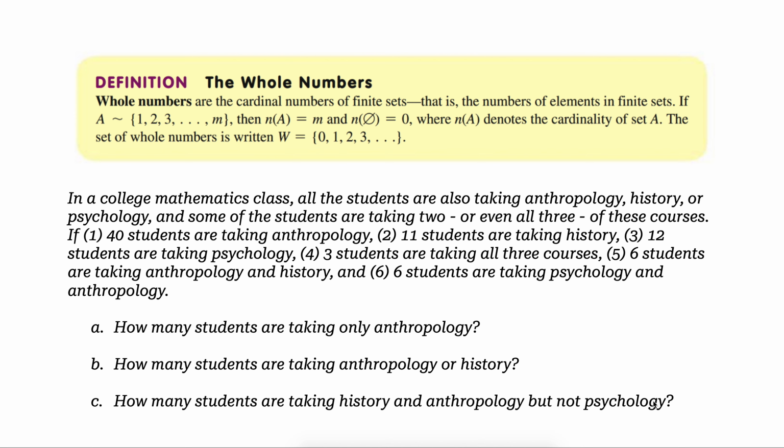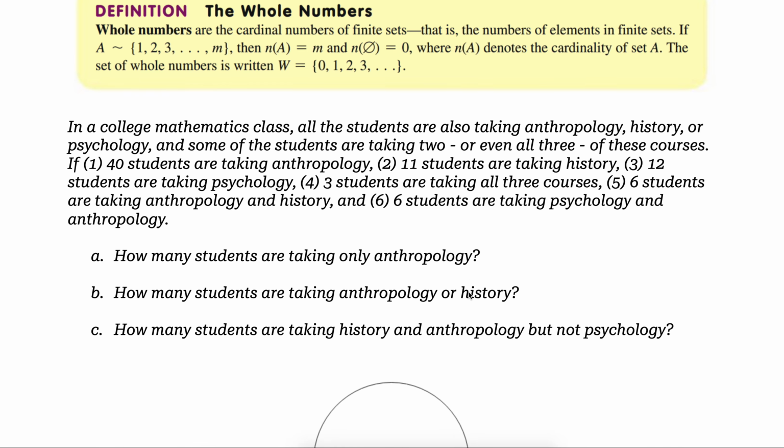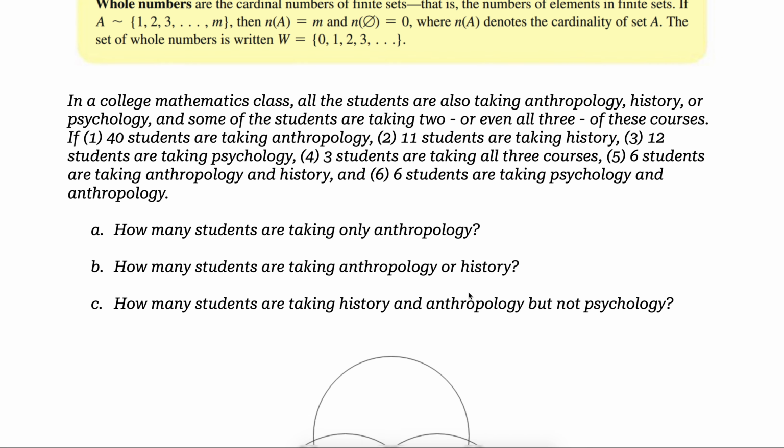I will come back to whole numbers and ways that we can relate this to something that younger students can kind of grasp hold of. But I want to look at an example here real quick with you all. It says in a college mathematics class, all of the students are also taking anthropology, history, or psychology, and some of the students are taking 2 or even all 3 of these courses.